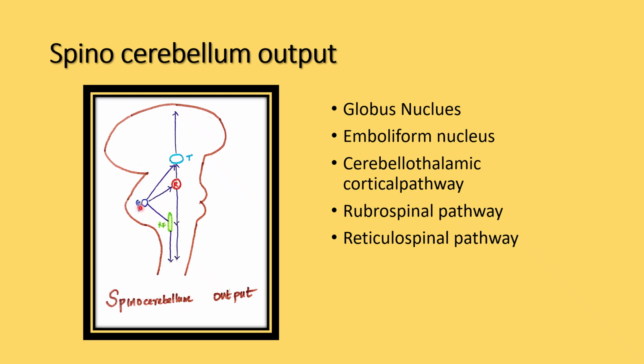Spinocerebellum outputs: starting from the globose nucleus and emboliform nucleus, through the cerebello-thalamo-cortical pathway, and the rubrospinal pathway from the cerebellum to the red nucleus, and the reticulospinal pathway. It is important to regulate muscle tone and stretch reflexes.